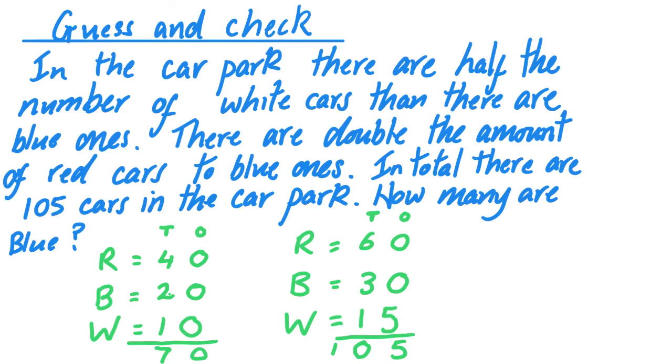So now what we do is we read the question and what is the answer that we need? In total, there are 105 cars in the car park. How many are blue? Okay, so again, we write our answer really clearly. Blue. How many blue cars? We said that there were 30. And circle your answer to make it really clear that that is your answer.